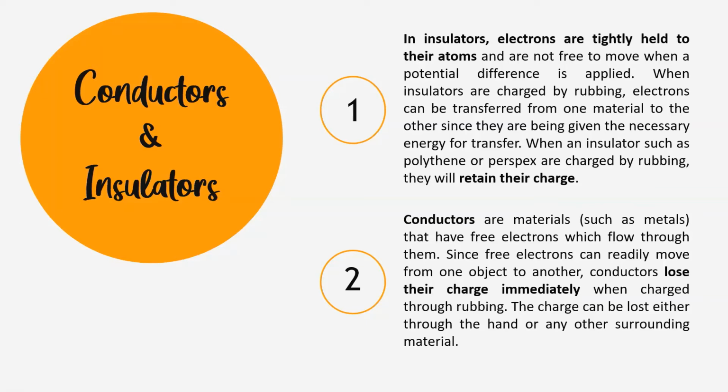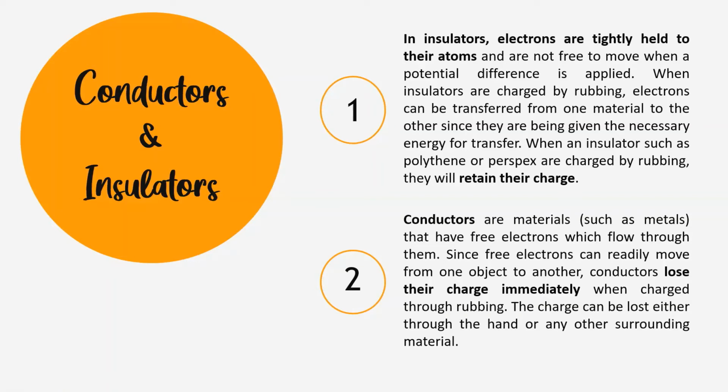Basically, when you have an insulator, charges cannot travel through it. You can charge an insulator by a process called rubbing, which we will go into further detail later on. But once an insulator is charged, the charge is retained. It cannot escape. It cannot move from one end to the other. Whereas in the case of conductors, we have materials, such as metals, which have free electrons, and these, since they are not tightly bound, can flow through the material itself. Since free electrons can readily move from one object to another, conductors lose their charge immediately.